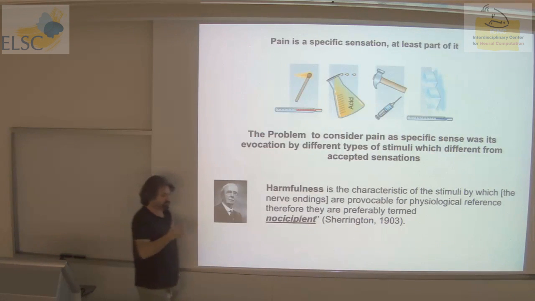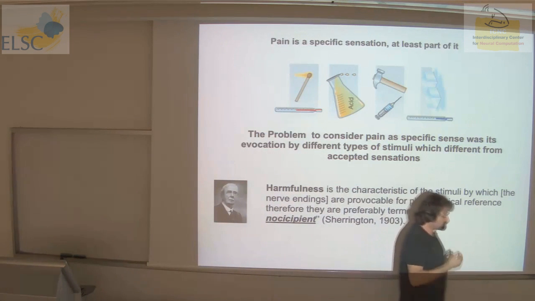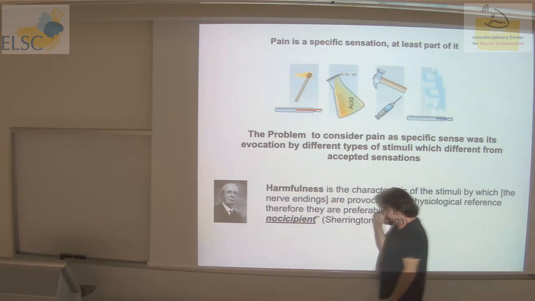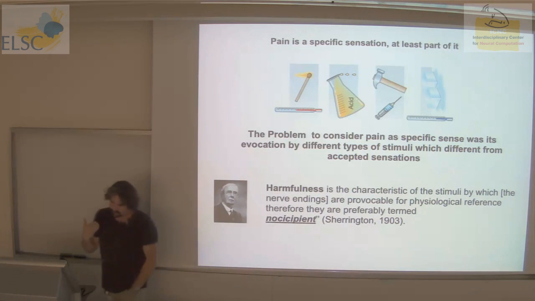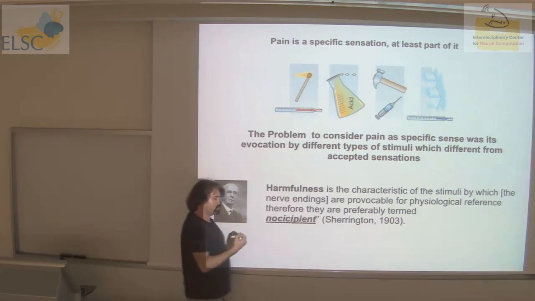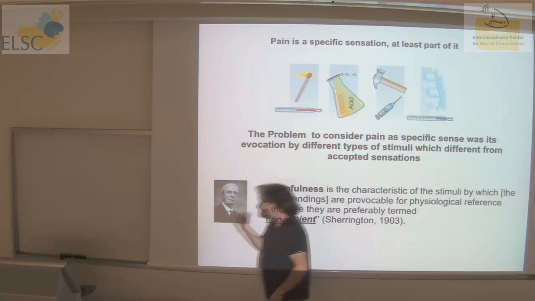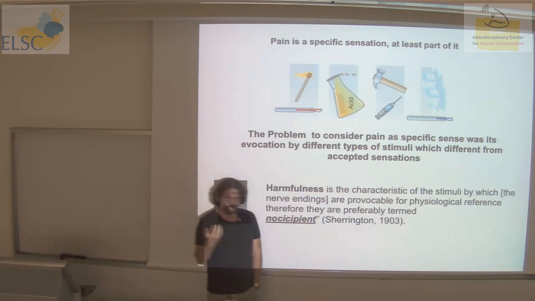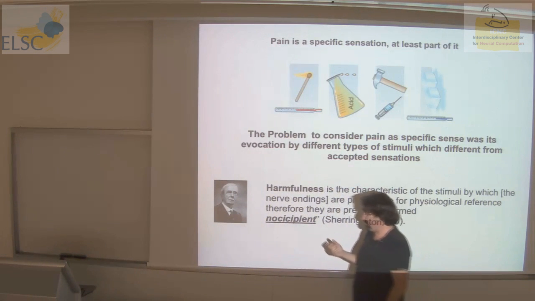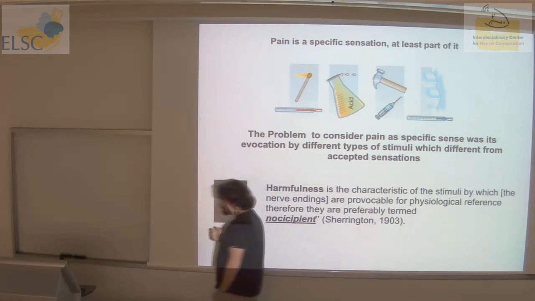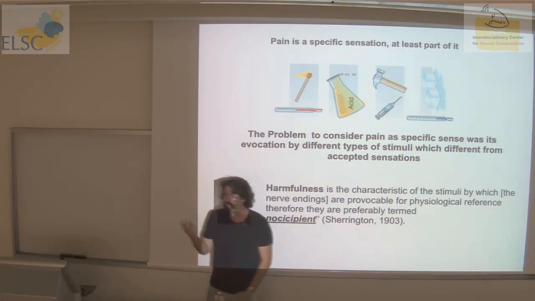Although the dilemma of various stimuli that can produce pain was solved by Charles Sherrington, who claimed that we indeed have a specific labeled line for pain, and this labeled line, these neurons, are not sensing mechanical, thermal, or chemical stimuli, but they are sensing the harmfulness of the stimuli. Okay, and therefore he called the system a nociceptive system, from Latin nocere, to harm. Okay, so we have a specific system that could sense harm.